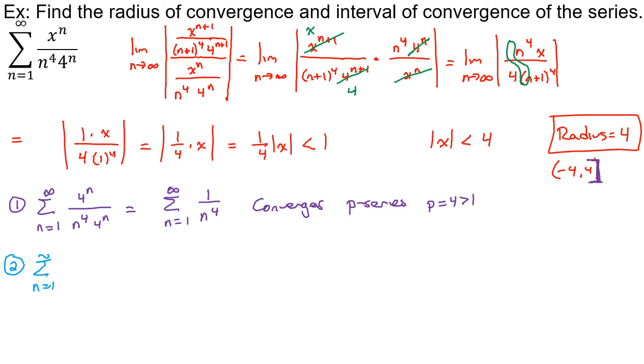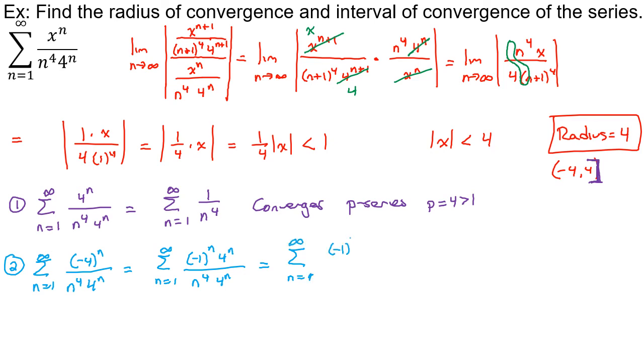The summation from n equals 1 to infinity. If I plug in -4, I'll have -4 to the n over n to the fourth times 4 to the n. It's not quite as easy. What I would suggest, or what I see to do here, is the -4 to the n is the same thing as -1 to the n with 4 to the n as well. So I could break that up over n to the fourth, 4 to the n. And then the 4 to the n's cancel, so you just have -1 to the n over n to the fourth. And here you have a couple options.